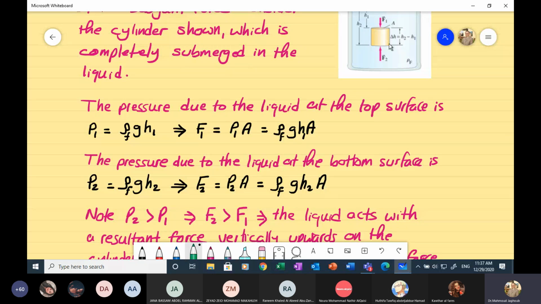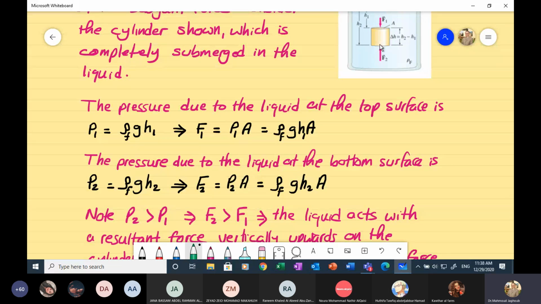Therefore, the resultant force that acts on this cylinder due to the liquid, is it upwards or downwards? The resultant force of F2 and F1. Since F2 is larger than F1, this force acts upwards. So you see that the liquid pushes any object inside it vertically upwards. This resultant force is called the buoyant force, قوة الطفو.